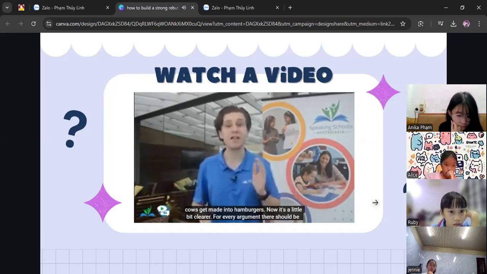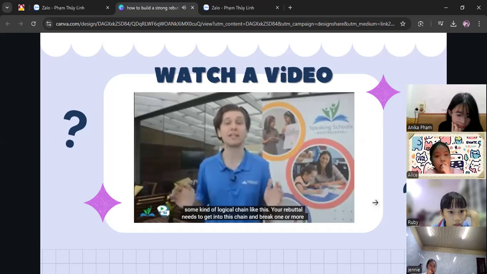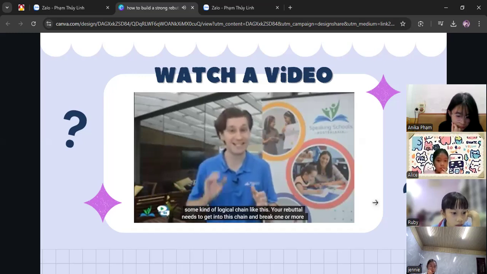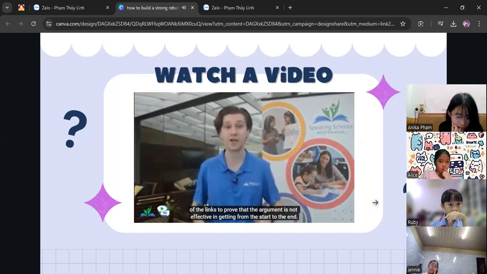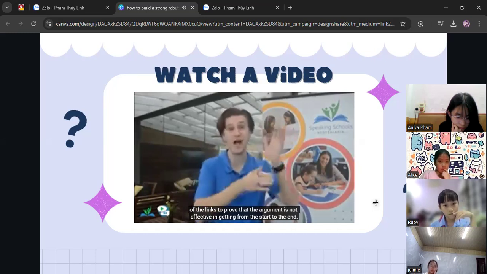For every argument, there should be some kind of logical chain like this. Your rebuttal needs to get into this chain and break one or more of the links to prove that the argument is not effective in getting from the start to the end.